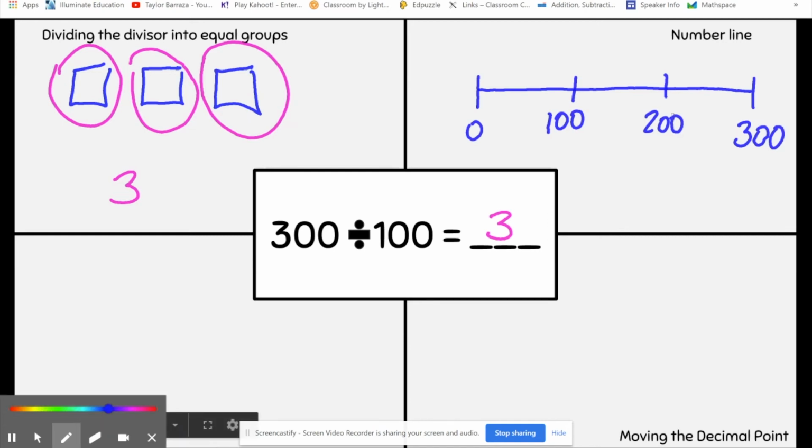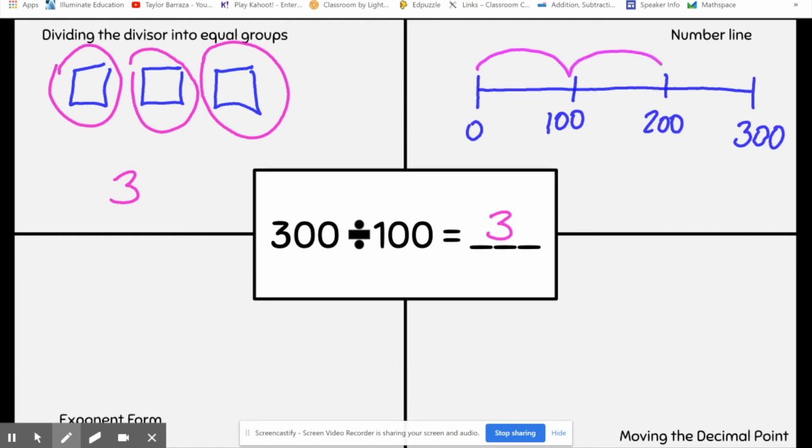At this point, pause and see if you could solve the rest of this strategy on your own. When you're ready to check your work, press play. After dividing this number line to show the hundreds, I see that it would take 3 times before I would reach 300.